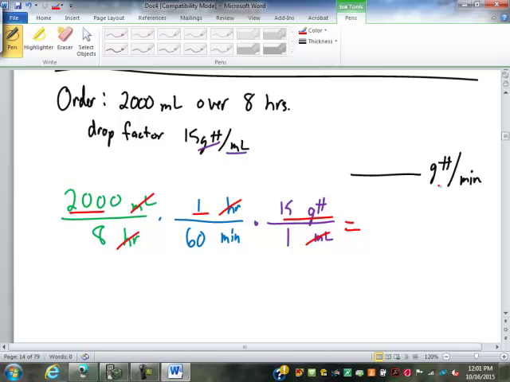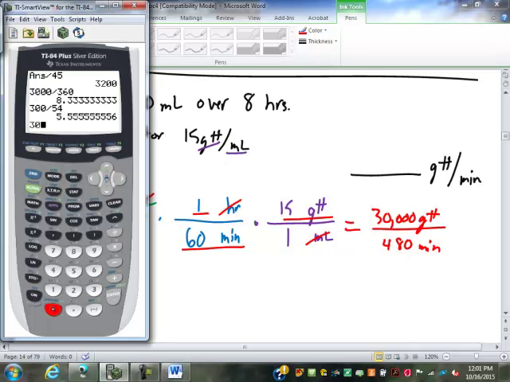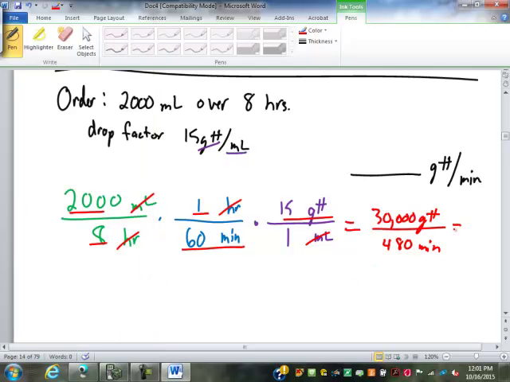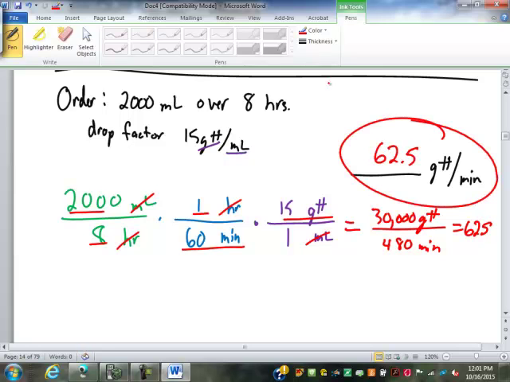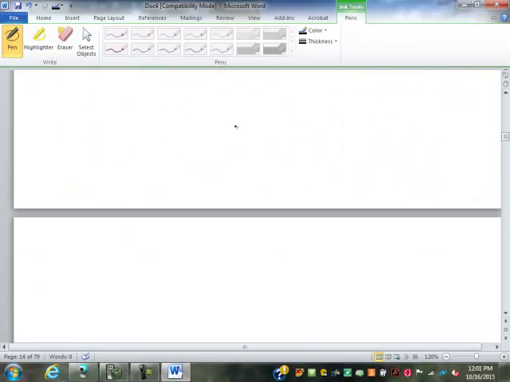2,000 times 1 times 15 drops is 30,000 drops. On bottom, 8 times 60 minutes times 1 is 480 minutes. So 30,000 drops divided by 480 minutes is 62.5. 62.5 drops per minute. Any questions? Let's do another example.